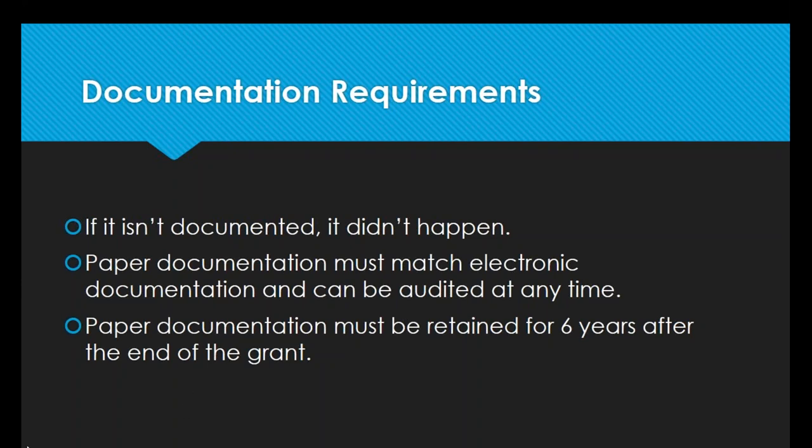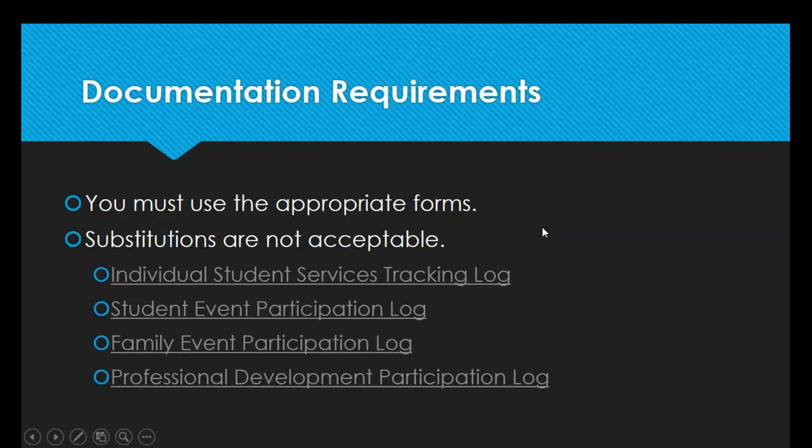All right, so that's the documentation. Sorry about that pause. We have forms available to you again in the coordinator manual in the data collection and reporting section, and you must use those forms. We ask that you not make any substitutions, that you use the forms as we've developed them, because that will ensure that they have all of the required information. And so these are the four forms. And again, these are active links. I'm not going to click on them now, but when you have this PowerPoint, if you can't find in the grant coordinator manual the forms you're looking for, you can directly link to them here.